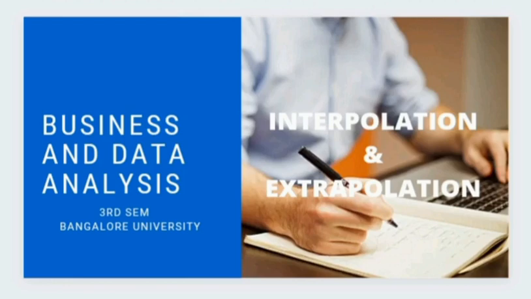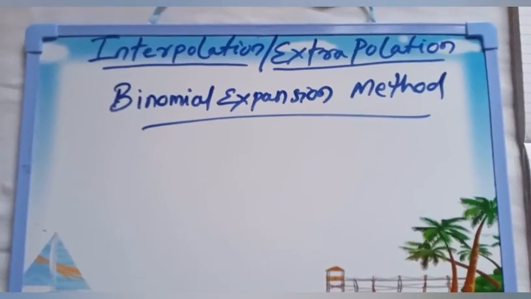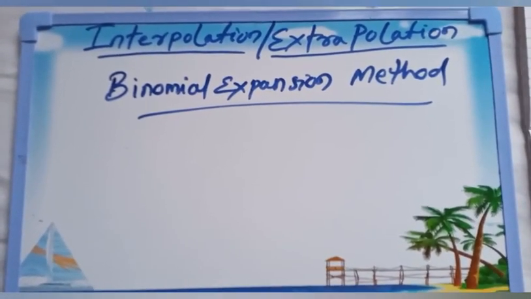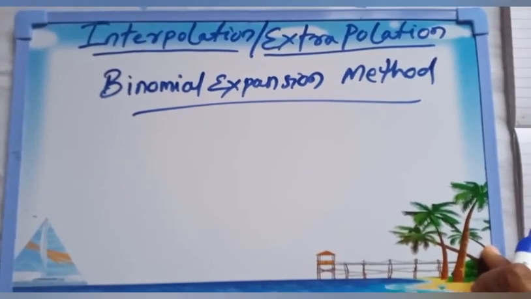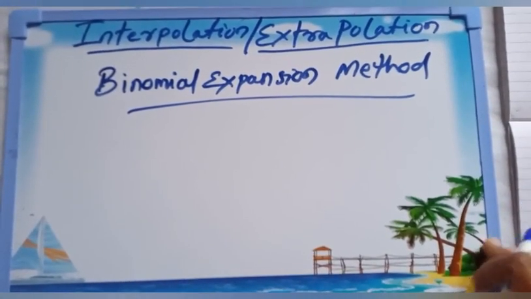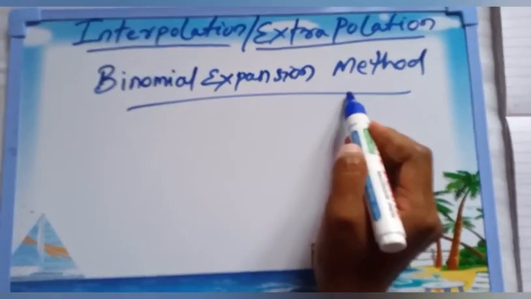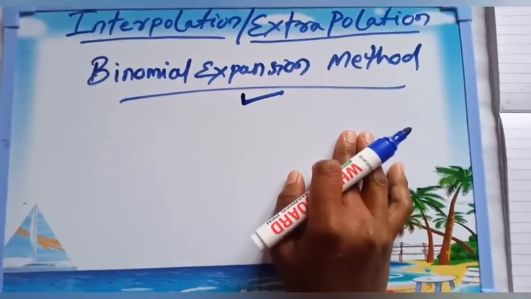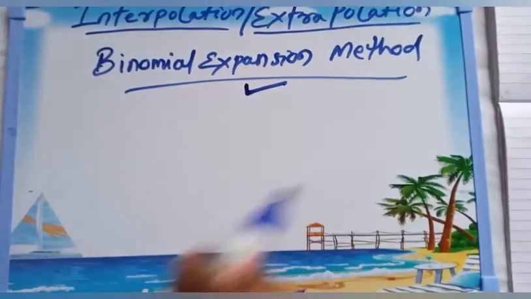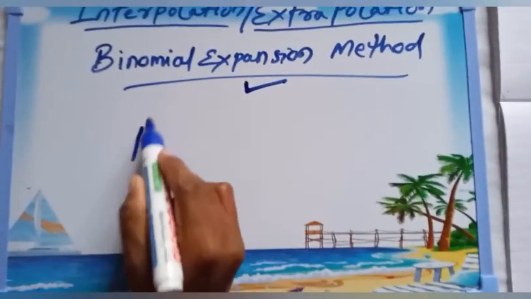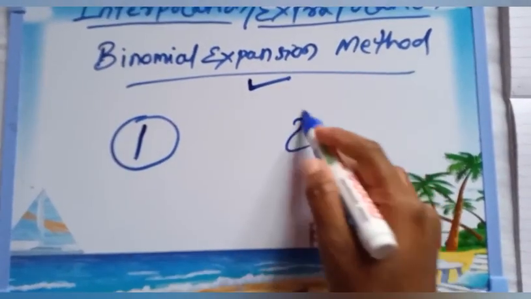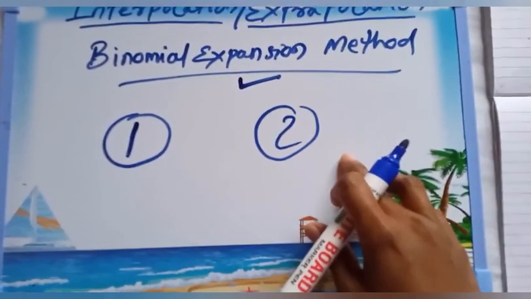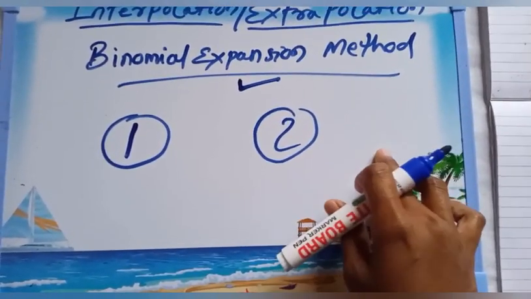If you really feel it's helpful to you, today's topic is interpolation and extrapolation. I'm going to explain how to solve interpolation and extrapolation problems. The first method is the binomial expansion method, and by using this method I have to solve the problem. In the binomial expansion method, we have two types of problem: one where one value is missing, and another where two values are missing. How do we solve one missing value, and how do we solve two missing values?